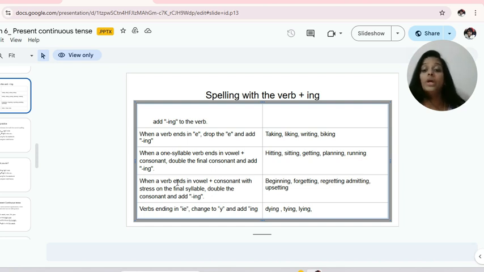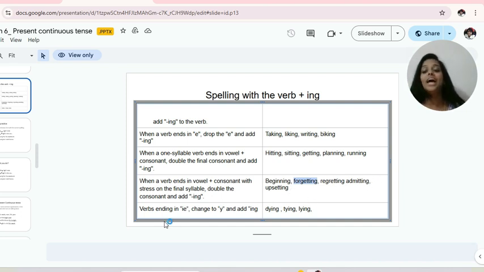And also when a verb ends in vowel plus consonant with stress on the final syllable, you need to double the consonant and add ing. The words, for example, begin, it's beginning. You are doubling the consonant at the end and adding ing. Forget, forgetting, by adding ing at the end and also doubling the consonant. Regretting, again the same, admitting, upsetting.